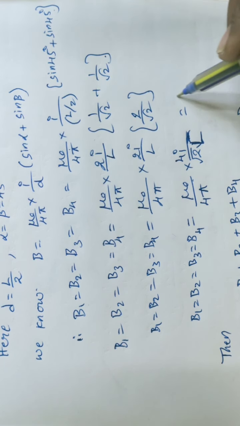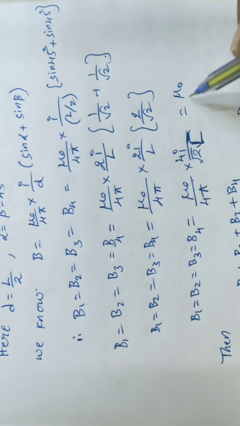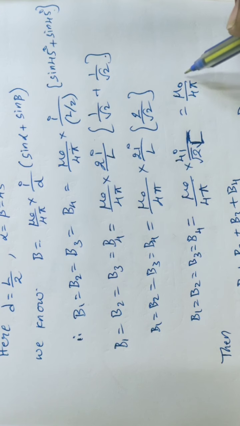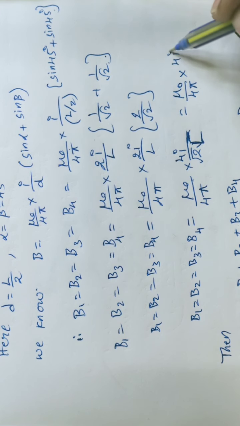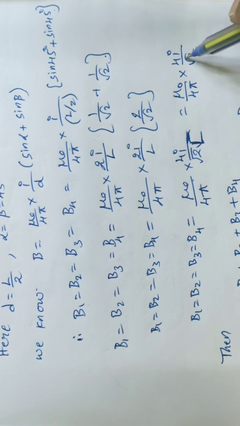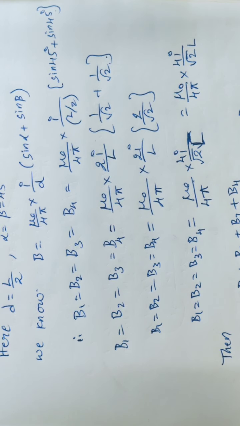So this is the final relation, students, for B1, B2, B3 and B4 values. For all we get mu naught by 4 pi into 4I divided by root 2 L. This is only for one side we are calculating, and for each side we get these values.